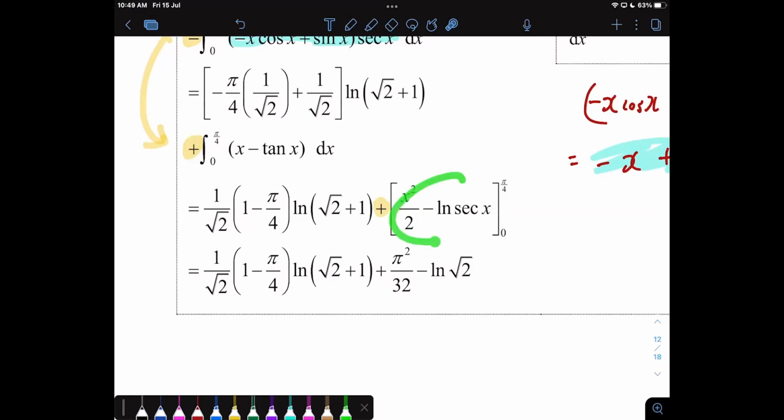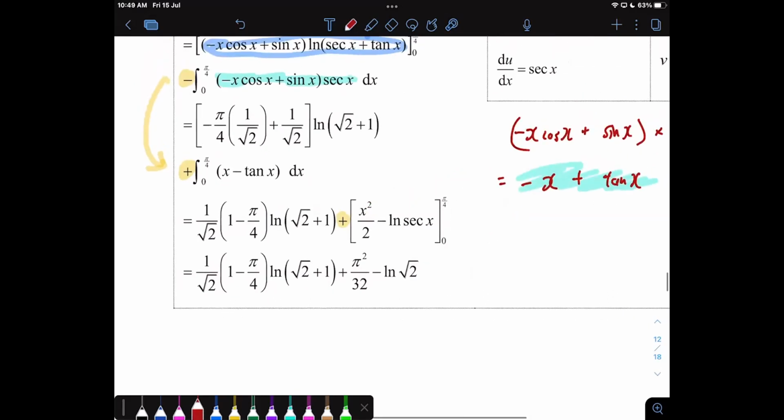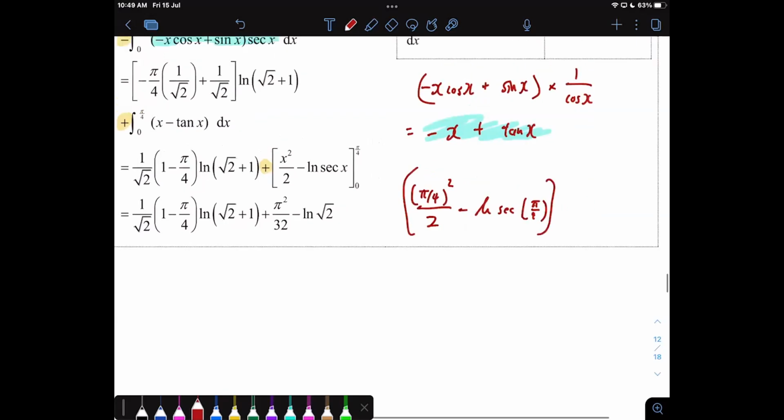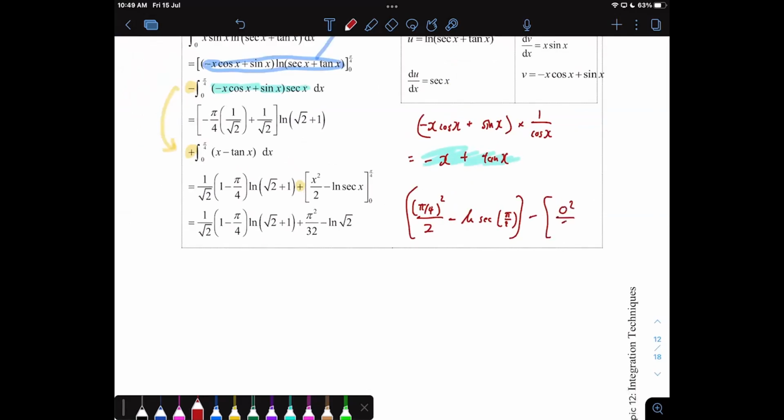Okay, maybe I'll show you for this one because it's quite fast. What you get is pi over 4 squared over 2 minus ln of secant of pi over 4, minus away 0 squared over 2 minus away ln of secant of 0. By the way, have you seen the secant graph before? No.